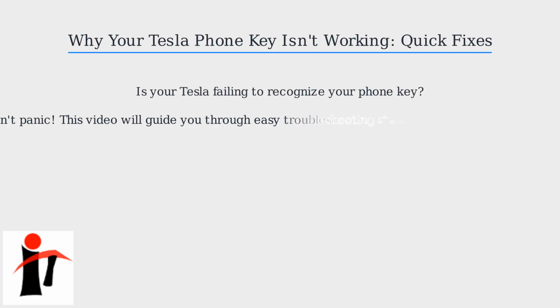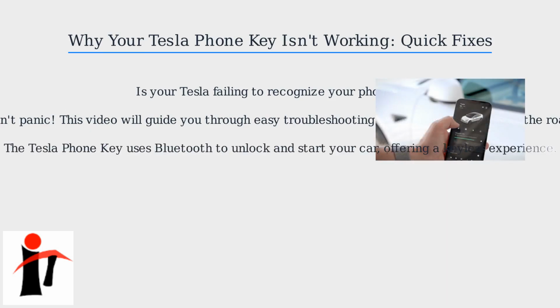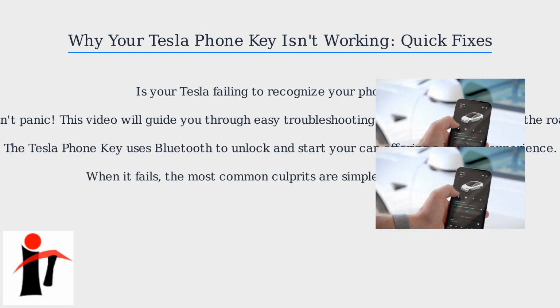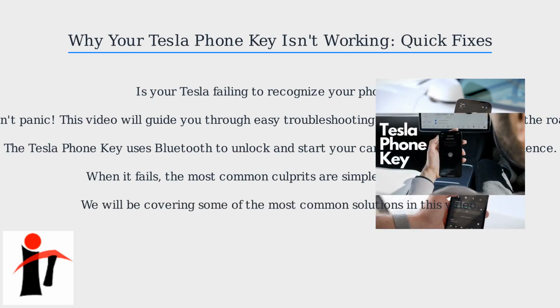Is your Tesla failing to recognize your phone key? Don't panic. This video will guide you through easy troubleshooting steps to get you back on the road. The Tesla phone key uses Bluetooth to unlock and start your car, offering a keyless experience. When it fails, the most common culprits are simple and easily fixed. We will be covering some of the most common solutions in this video.